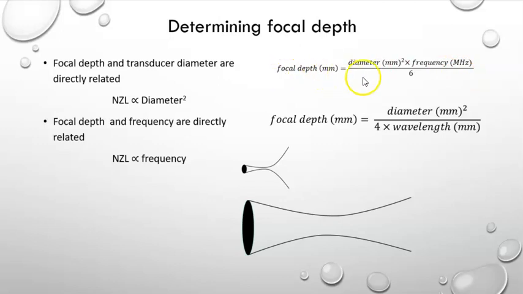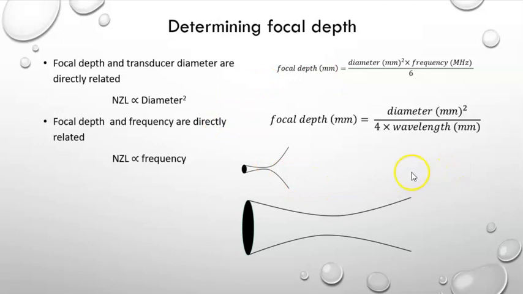So we have an equation that we can utilize, and that is this one. The focal depth is related to the diameter squared times the frequency in megahertz divided by 6. Okay, if you use this equation, you get a focal depth in millimeters. So your diameter has to start in millimeters, your frequency has to be in megahertz, and you will be able to determine exactly what the focal depth is in millimeters.